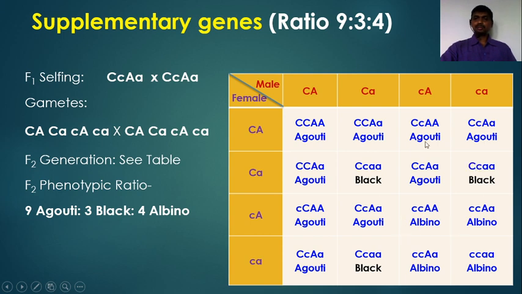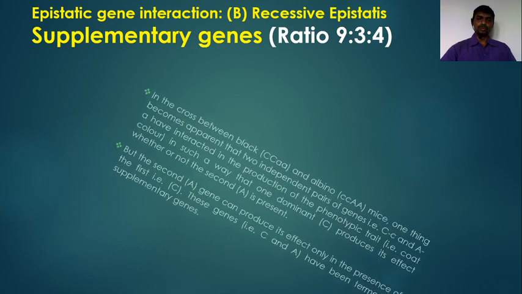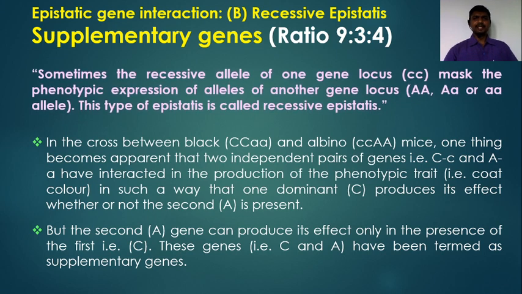When both are dominant, it produces the agouti. But the third case is when the A gene is dominant and the C gene is recessive, then it masks the phenotypic expression of the A gene, because of which the albino mice are produced. So this supplementary gene or recessive epistasis can be defined as: sometimes the recessive allele of one gene locus, small c, masks the phenotypic expression of alleles of another gene locus, that is capital A or small a allele. This type of epistasis is called recessive epistasis.